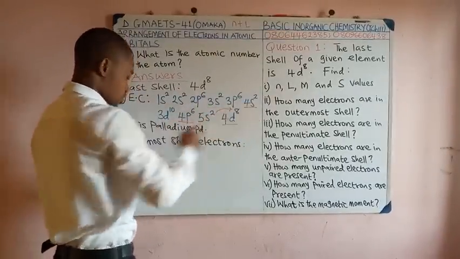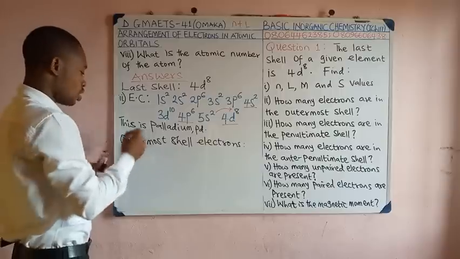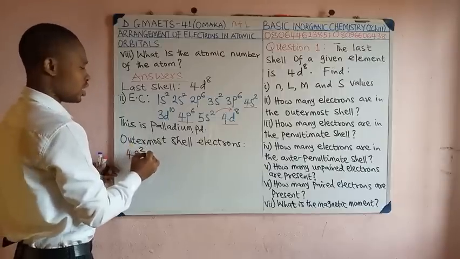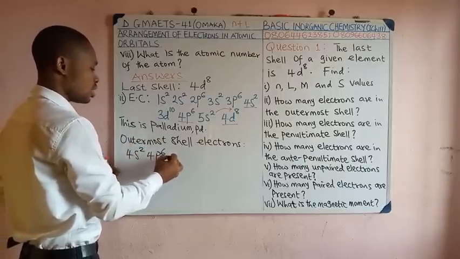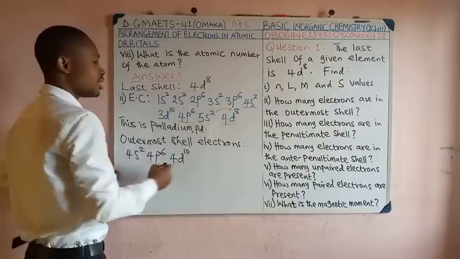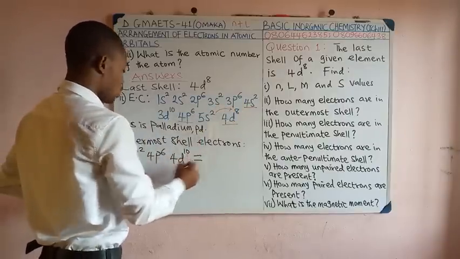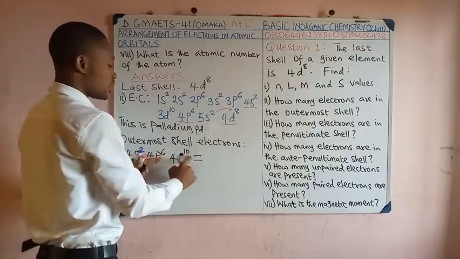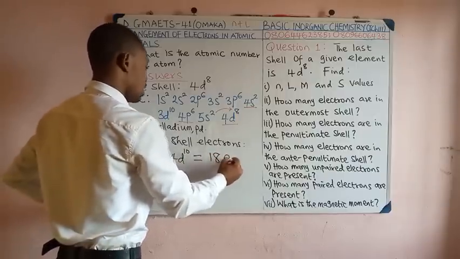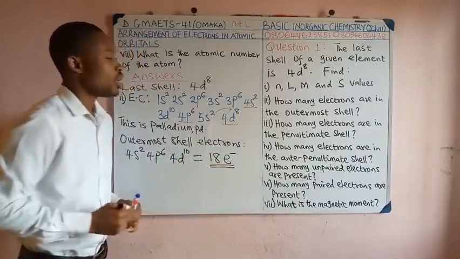And then we'll take note of this. So that's going to be 4s2, and then 4p6, and 4d10. Take note, we transfer the 2 electrons to this. Therefore, they will be equal to 2 plus 6, 8 plus 10, 18. 18 electrons in the outermost shell.